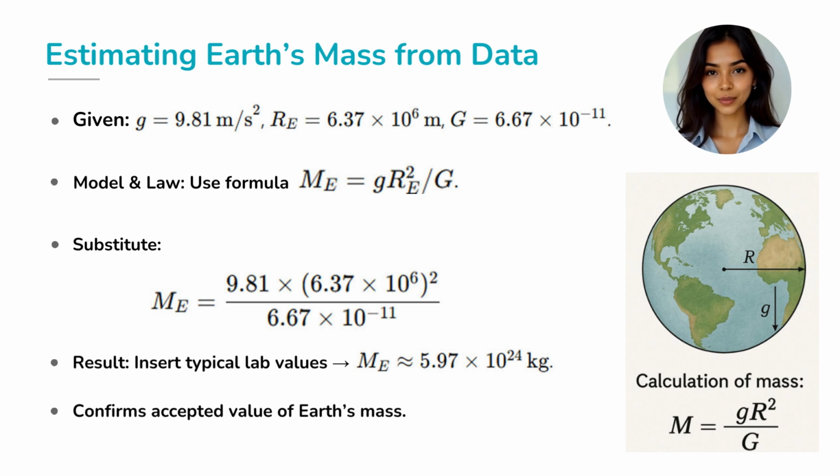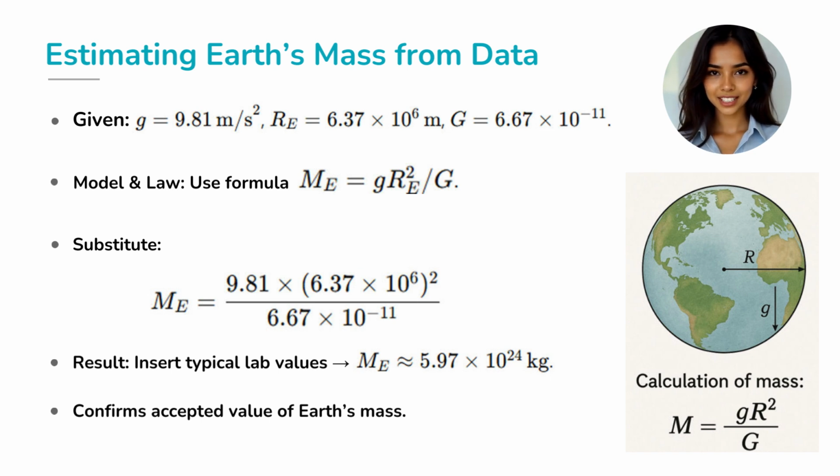Let's put all this into practice. We are given g equals 9.81, R e equals 6.37 times 10 to the power 6 meters, and G equals 6.67 times 10 to the power minus 11. We use the formula m e equals g r e squared divided by G step by step. m e equals 9.81 multiplied by open bracket 6.37 times 10 to the power 6 close bracket squared divided by 6.67 times 10 to the power minus 11.